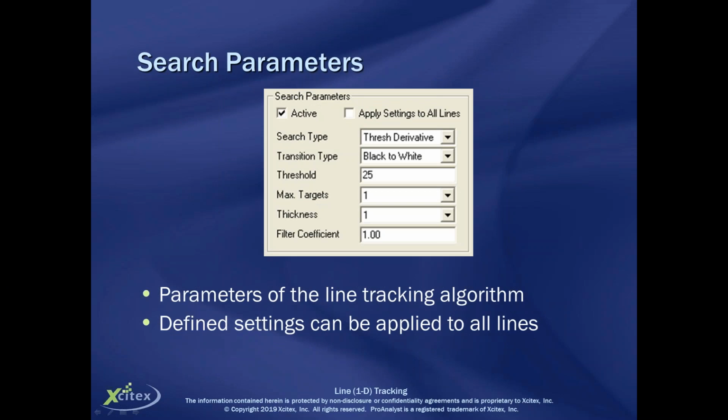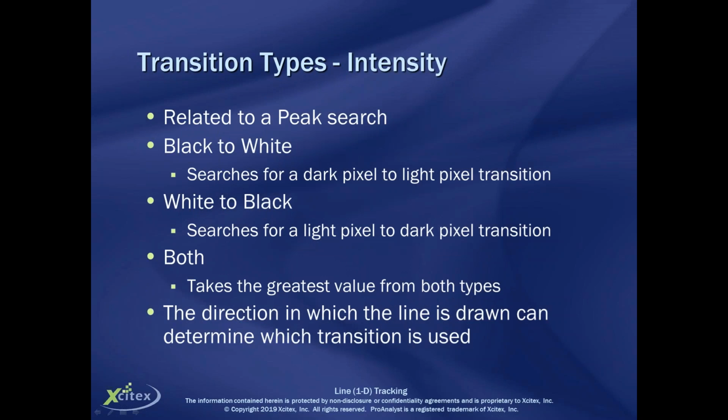So again, here are all the search parameters that are available. And it's generally a good idea to set up multiple lines, and these settings can be applied to multiple lines within the 1D line tracking tool at the same time, just by clicking the Apply Settings to All Line button.